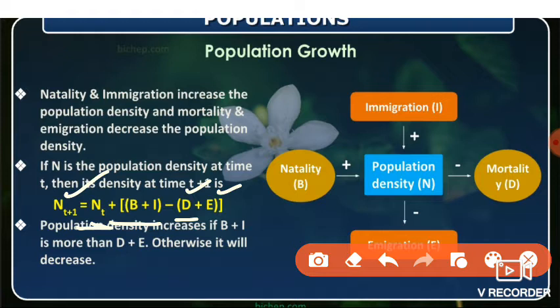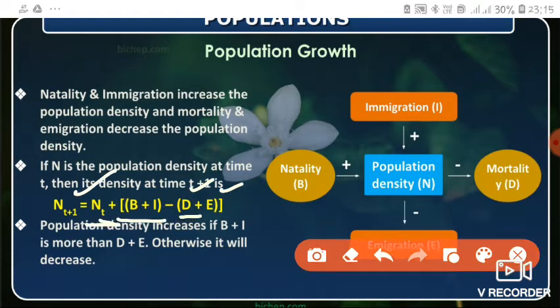The population density increases if B plus I is more than D plus E. Obviously the population density is going to increase if B plus I is more. If B plus I is 100 and D plus E is 50, it means B plus I is more, so the population density automatically increases. That is what they have mainly given here.